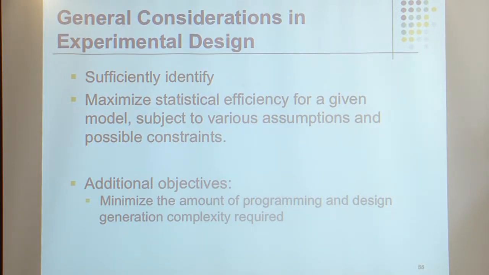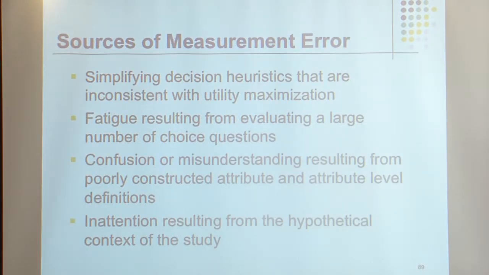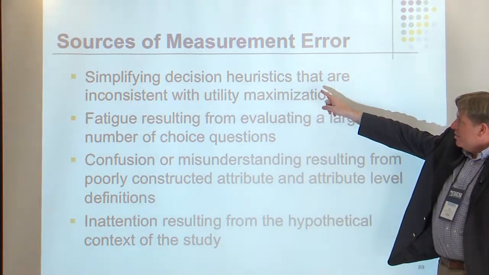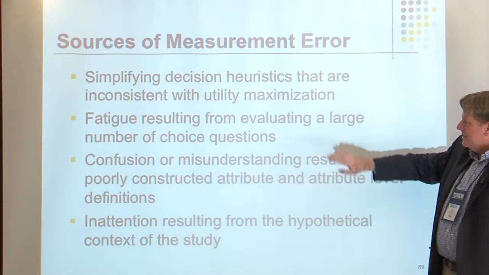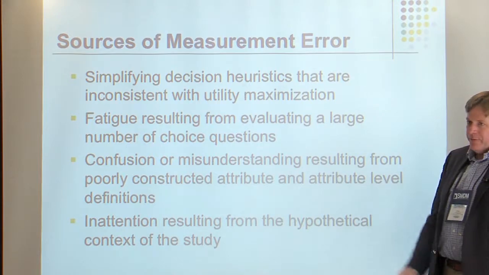Generally statistically efficient, so I'm thinking about trying to minimize the standard errors in some way. Again, we can focus on the others. Where are the errors going to come from? There could be some choices, decision heuristics or other types of inconsistency, fatigue, people misunderstanding.